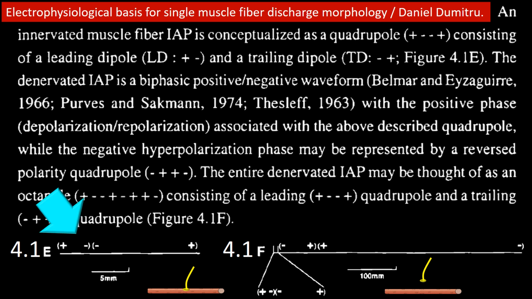Notice that the length of the line expressing the extracellular electrical behavior of the innervated muscle fiber intracellular action potential, labeled 4.1e, is drawn using a 5 mm scale, whereas the length of the line expressing the extracellular electrical behavior of the denervated muscle fiber action potential, labeled 4.1f, is drawn using a 100 mm scale. Hence, the total length of the line in 4.1e corresponds to the length of the segment of the line enclosed by the vertical lines in figure 4.1f.